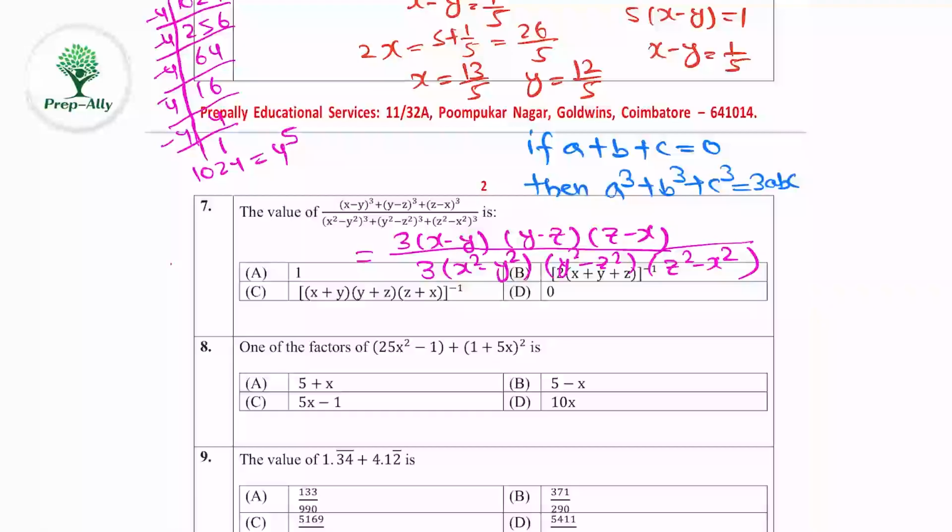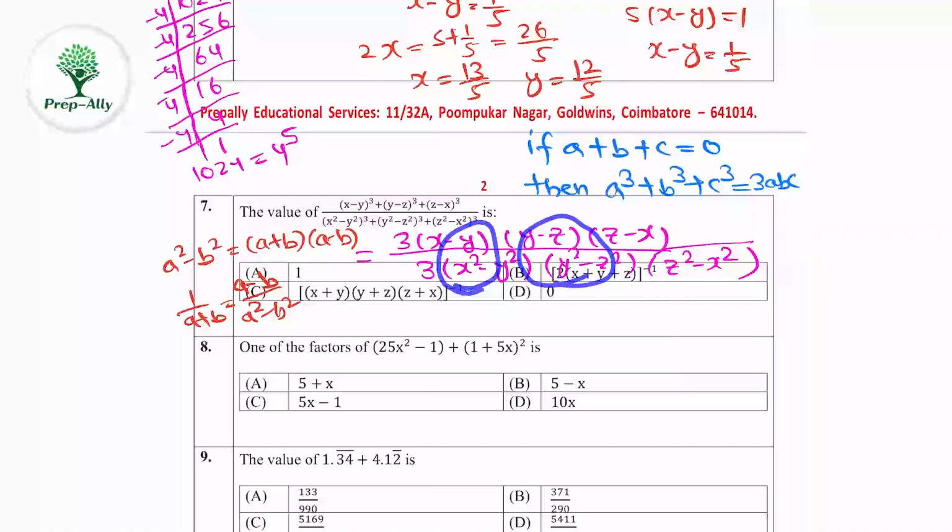Now here we know a square minus b square is (a plus b)(a minus b). This is a formula. So we can write 1 upon (a plus b) is equal to (a minus b) upon (a square minus b square). So for this expression we can write 1 upon (x plus y), for this one 1 upon (y plus z), and for this one 1 upon (z plus x).